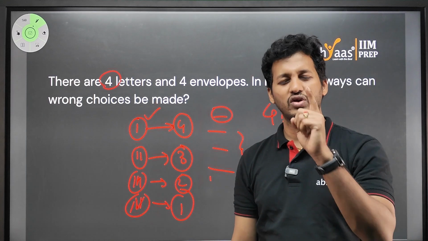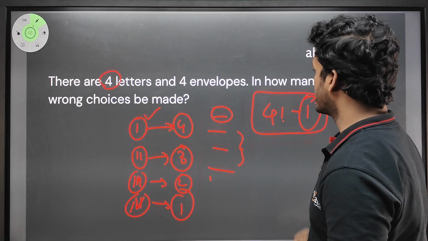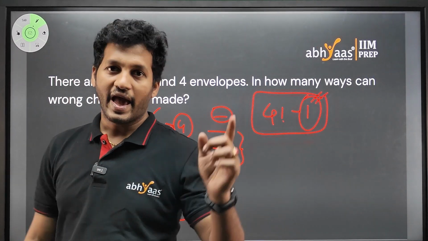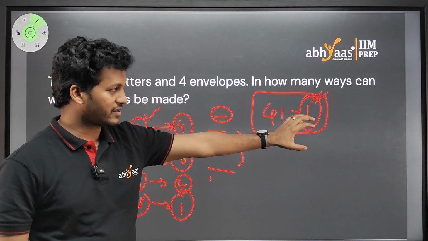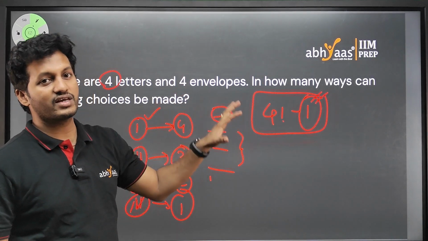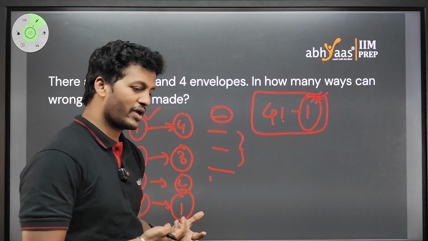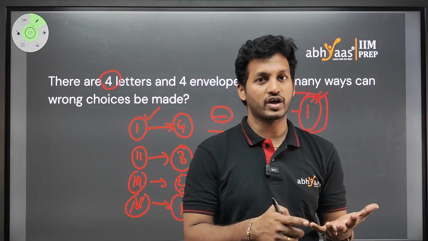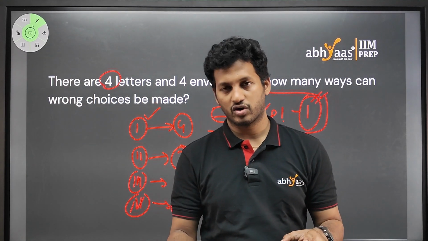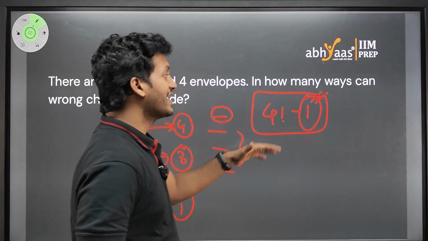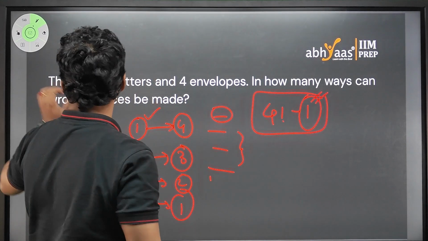But among them, there is only one way where the correct arrangement is there. So in how many ways can wrong choices be made? Except that first choice, everything could be wrong. Every arrangement except that correct choice is wrong. Wrong choices can be made in different ways: first letter going wrong, other 3 letters going right; first and second letters going wrong, other 2 going right. Like that, you can arrange in 4 factorial ways, minus 1 for the right way of arranging.